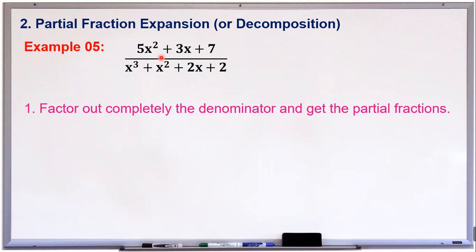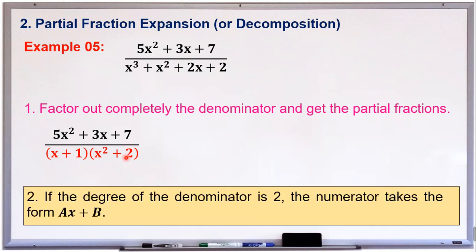So the factors of our denominator are x plus 1 and x squared plus 2. Notice that one of the factors of our denominator contains an expression of the second degree. So we have x squared plus 2. Therefore, we're going to use the second rule, which is shown below. If the degree of the denominator is 2, the numerator takes the form ax plus b.